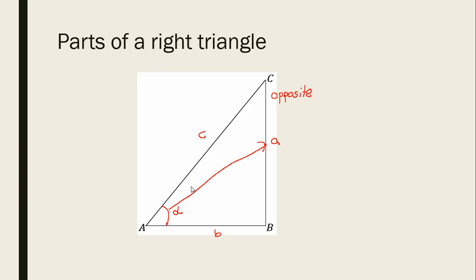And then we know the longest side of a right triangle is the hypotenuse. And once again, the opposite is equal to CB. And then the hypotenuse is equal to AC. And then the final side, which is kind of an awkward one, we're going to call the adjacent.